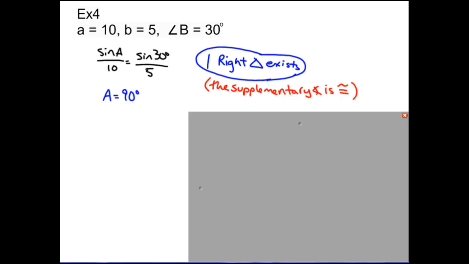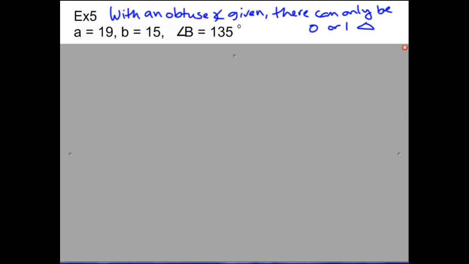Our last two examples are going to involve obtuse angles. With an obtuse angle, there can only be 0 or 1 triangle, because I can't have two obtuse angles in the same triangle. It just wouldn't make sense. We're going to use that same approach. We're going to set up our law of sines. So set up your law of sines, please, then play the recording when you've got that figured out.